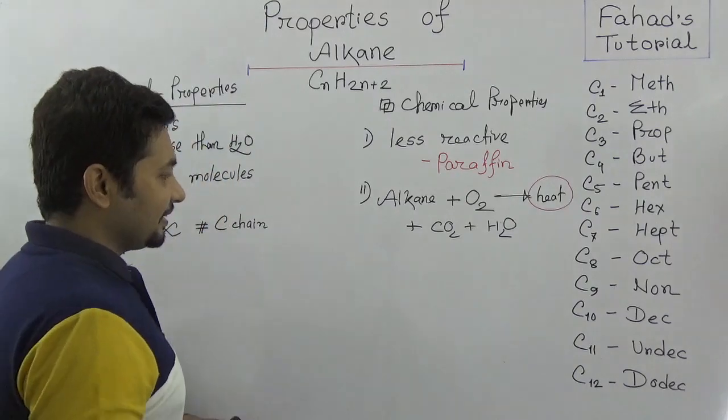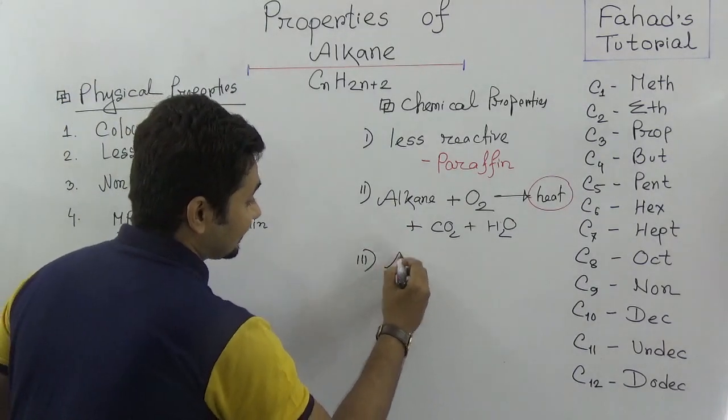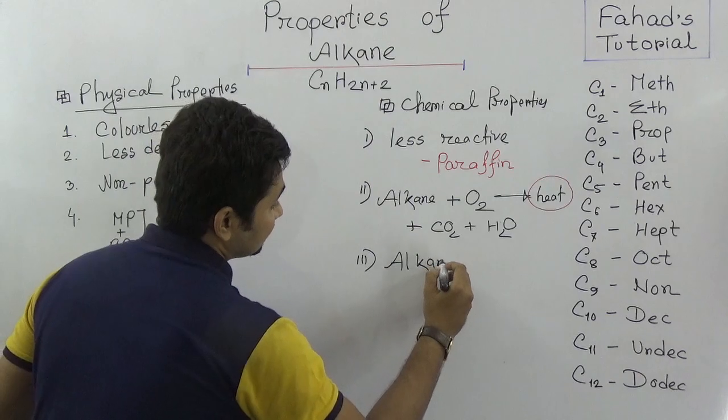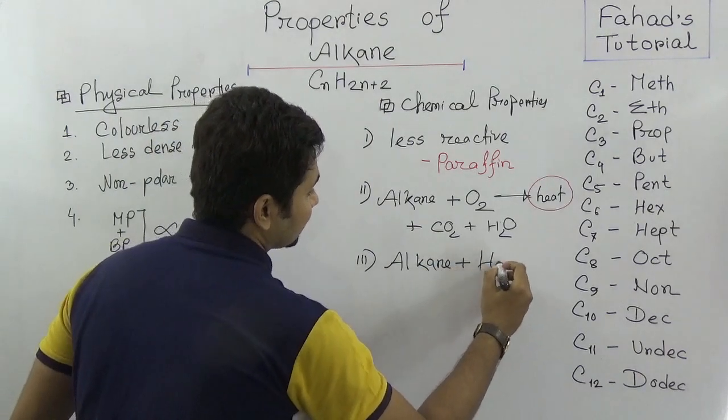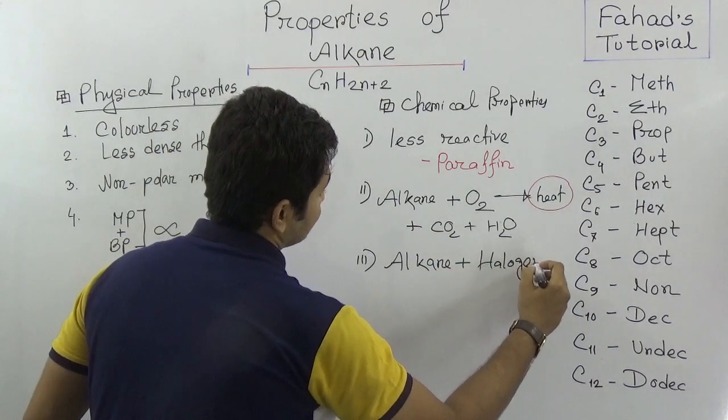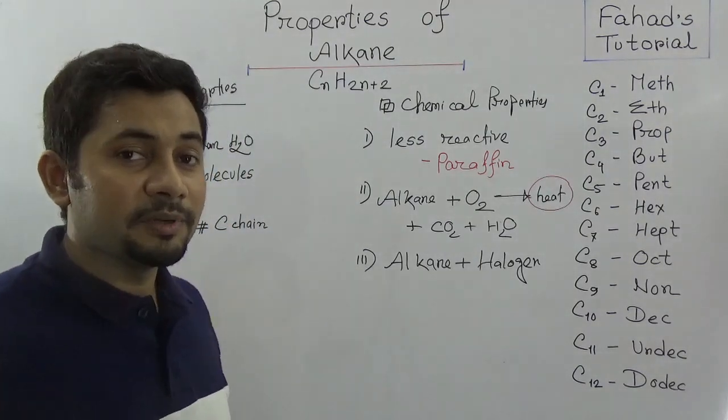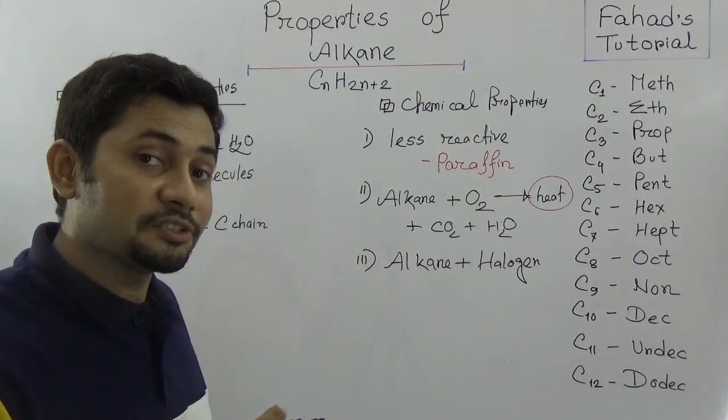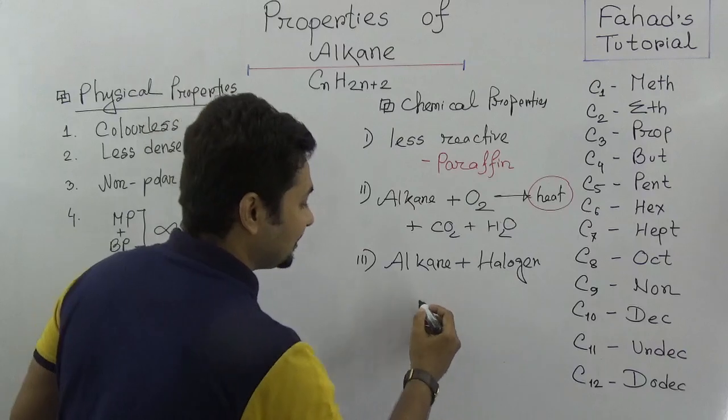Number three, sometimes alkanes react with halogens like chlorine gas and bromine water, in the presence of ultraviolet light.